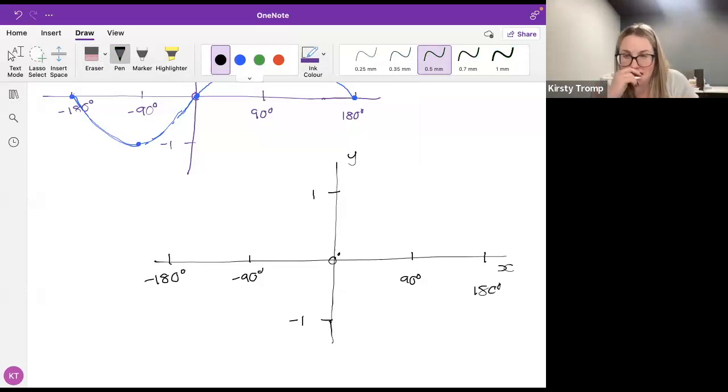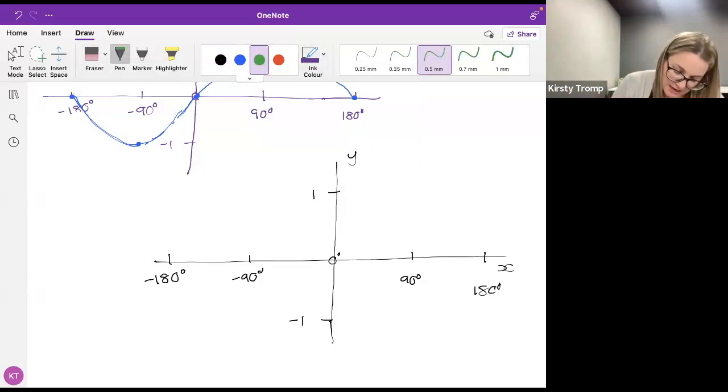Okay, so on your calculators, do tan 0 for me. So start by doing tan 0. What do you get? Well done, you get 0. Okay, let's do this graph in green. Tan 0 gives you 0. Cool.